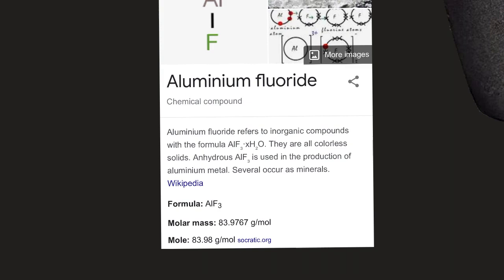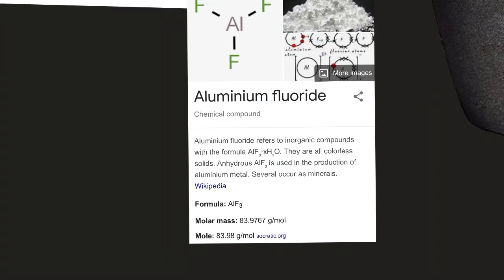Aluminum fluoride refers to inorganic compounds with the formula AlF3·xH2O. They are all colorless solids. Anhydrous AlF3 is used in the production of aluminum metal. Several occur as minerals. According to Wikipedia, its formula is AlF3. Its molar mass is 83.9767 grams per mole. Its molar mass is 83.98 grams per mole, according to Socratic.org.